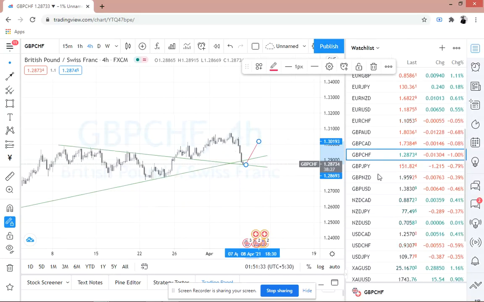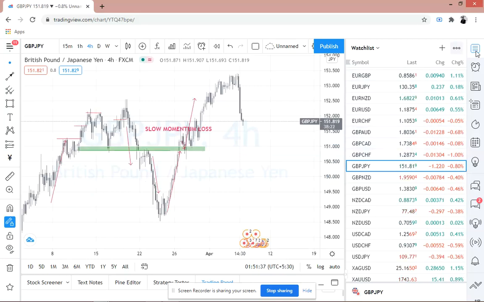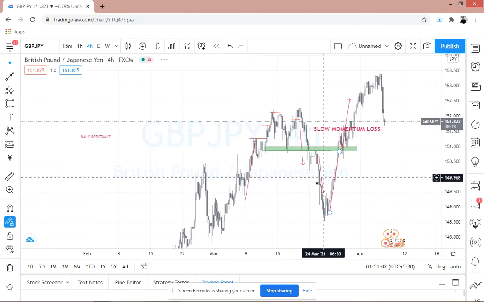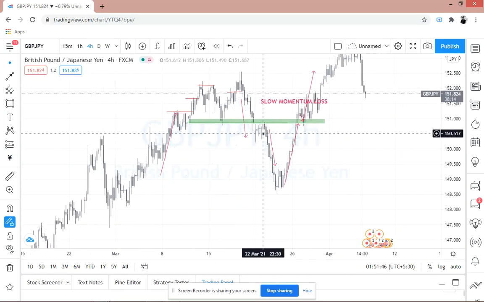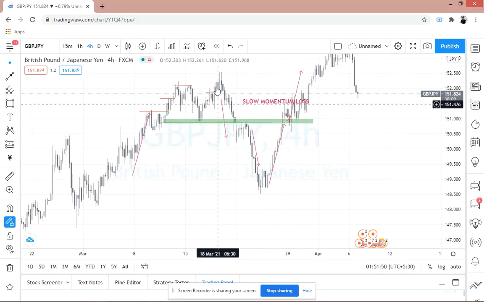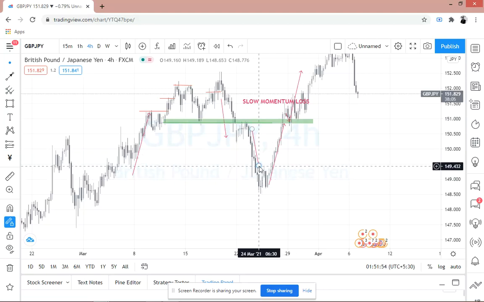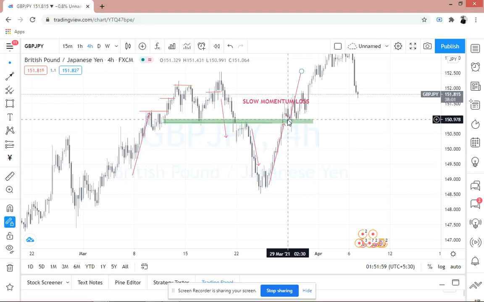That's GBP CHF. GBP JPY, just like what we predicted over last week and some of the trades before then. You can see the market was moving up, made a slow momentum loss. So we predicted the market should go down, it went down, became another signal, went down. Then from this support level, we saw the buyers try to go up.